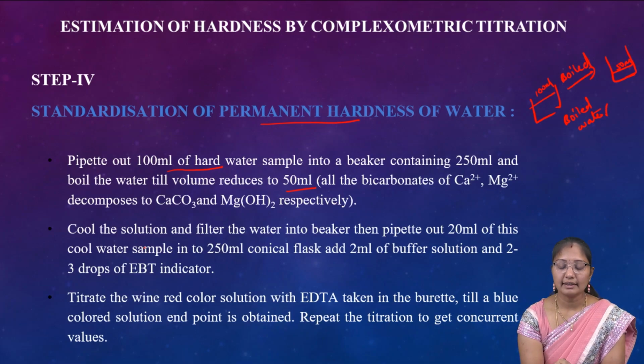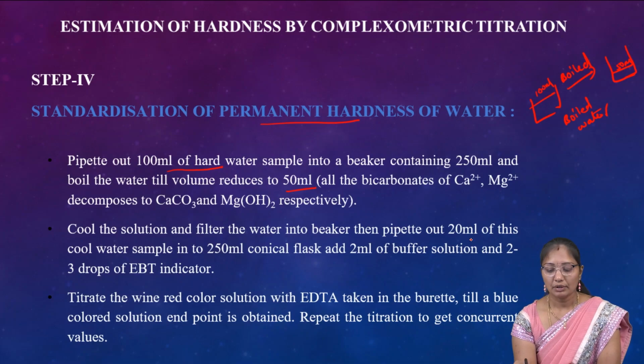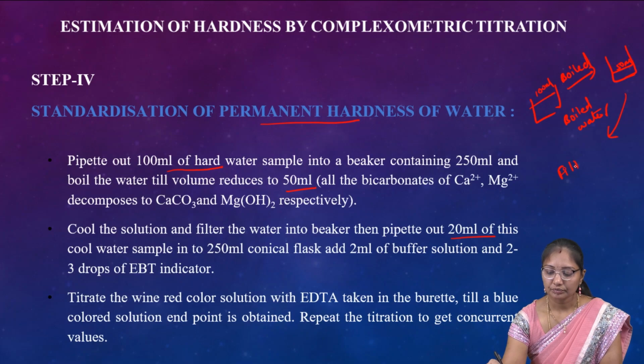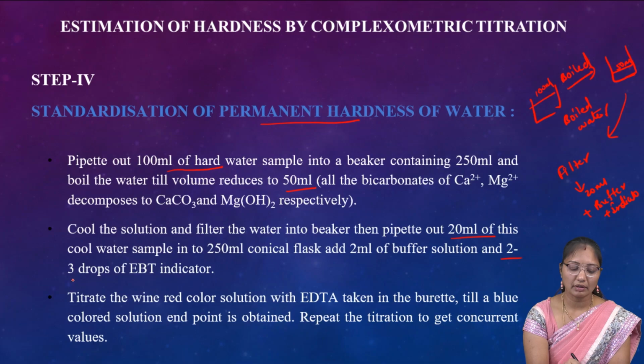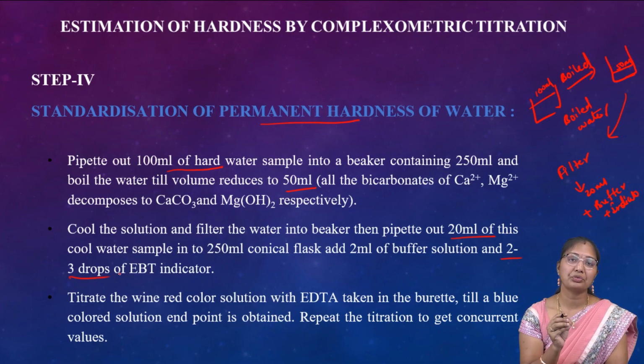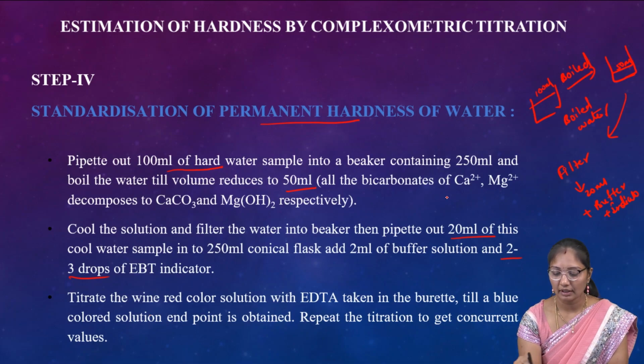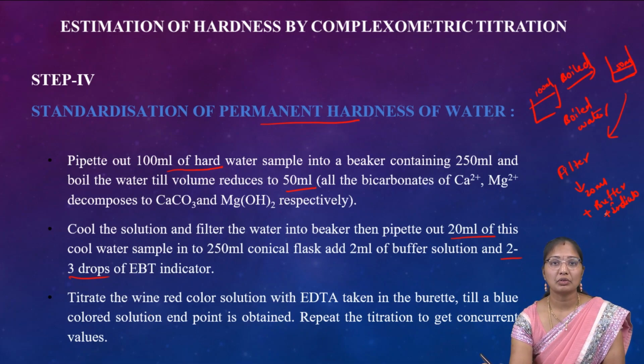Again the same thing, we have to filter the water in the beaker, and after filtering take 20 ml of sample, then buffer plus indicator. So all three, buffer, indicator plus 20 ml of sample, have to be taken. 2 to 3 drops of indicator is more than enough, and 1 to 2 drops is really enough to get the color. The calcium and magnesium salts present in the water react with the EBT and form a wine red complex.